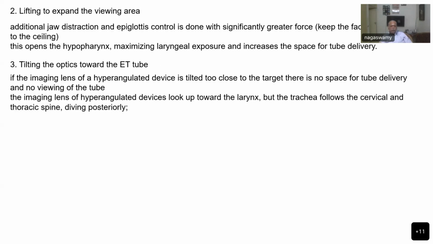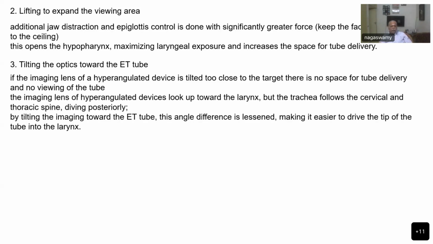The imaging lens of hyperangulated devices looks upward toward the larynx, but the trachea follows the cervical thoracic spine, diving posteriorly. So this is the junction where you may have difficulty. By tilting the imaging towards the ET tube, this angle difference is lessened, making it easier to drive the tip into the larynx. So when you are using a hyperangulated blade, make sure that you are able to visualize the tip of the endotracheal tube all the time.